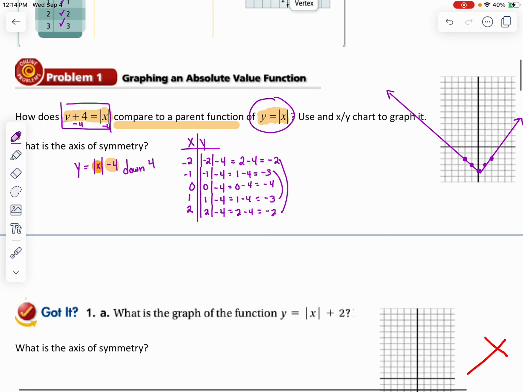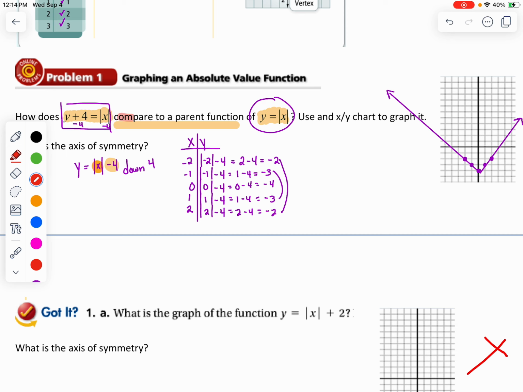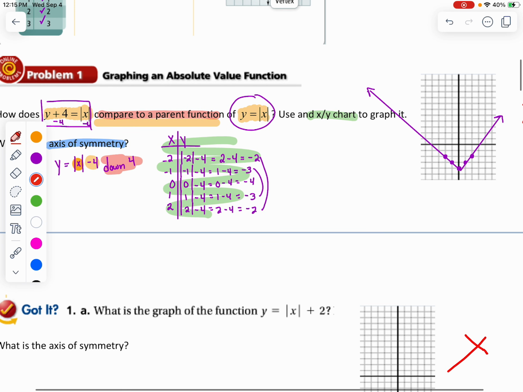And the last thing we need, so we did compare it. When they asked us to compare it, that's this part here, and we used an XY chart. There's the XY chart. And now they want us to identify the axis of symmetry. So the axis of symmetry is where it folds around. See this x, see that little squiggle line right there? That is the line of x equals 0. That is the axis of symmetry. So I will highlight that in blue. I'm going to label it axis of symmetry.